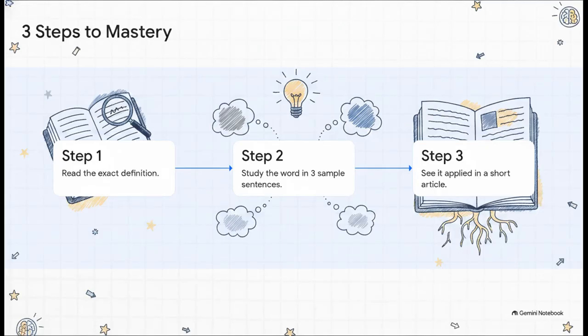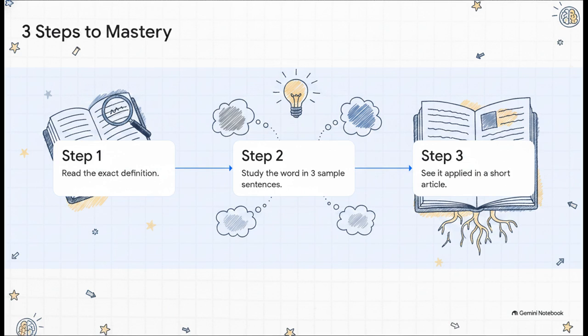Before we tackle the new vocabulary itself, we need to look at the sourcebook's proven three-step method for learning. This is literally the foundation of why this system works so incredibly well, especially for adult learners. It moves you from raw, academic definitions to genuine practical understanding. First up, you read the exact definition. Second, and this is where the magic really happens, you study the word in 3 highly distinct sample sentences.